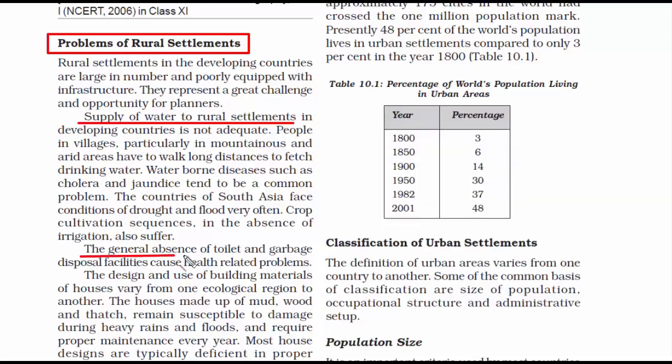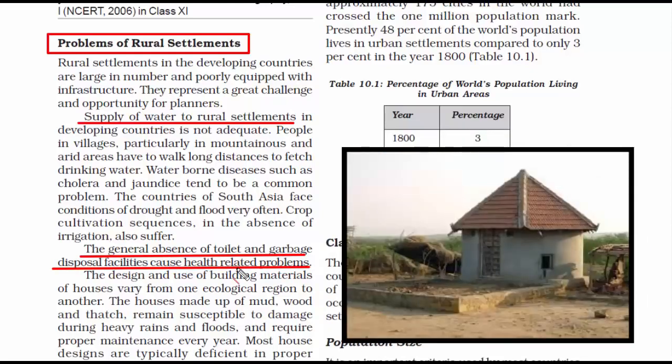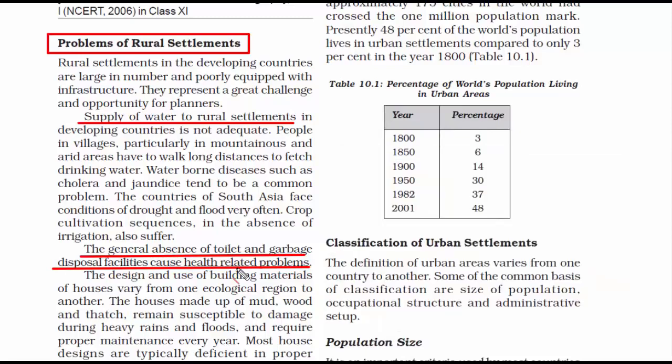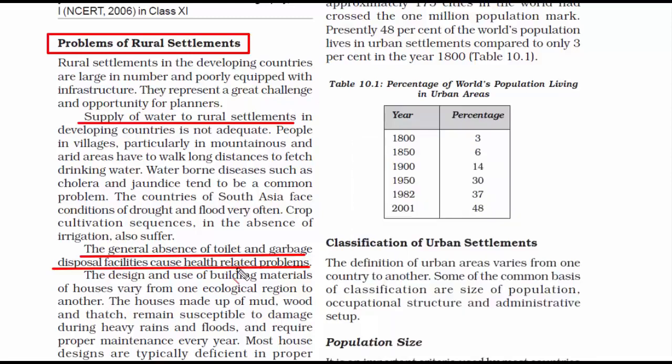The second problem is absence of toilet and garbage disposal facilities. Most of the houses in rural settlements are made of materials like mud, wood and thatch. Now these are not very stable building materials. They can easily be destroyed during heavy rain and floods. Now these houses don't have proper drainage outlets. Due to that, household waste is let out in the open. That creates serious health related problems.